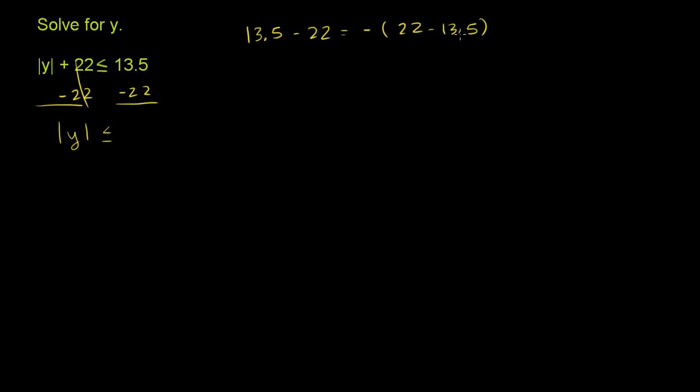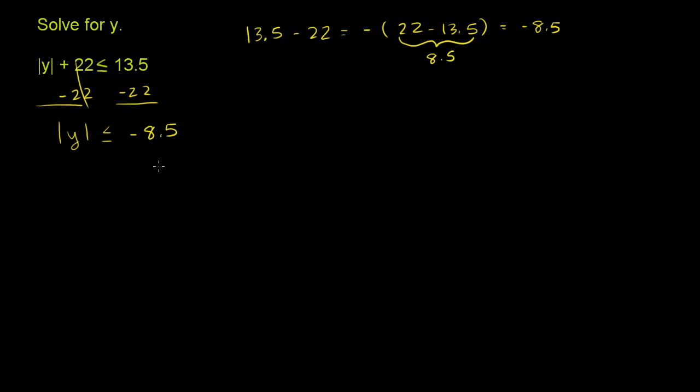And 22 minus 14 is 8. Or the difference between 22 and 14 is 8. So the difference between 22 and 13.5 is going to be half more than that. So this right here is 8.5. So it's going to be negative 8.5. So we get the absolute value of y is less than or equal to negative 8.5.